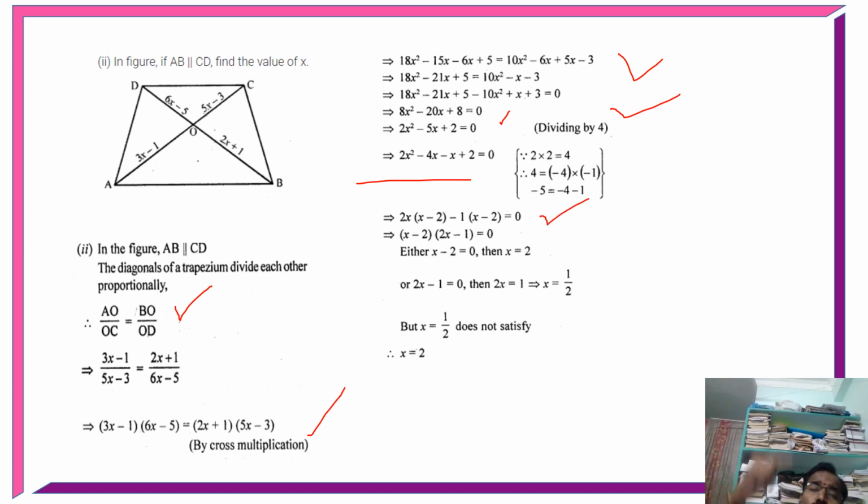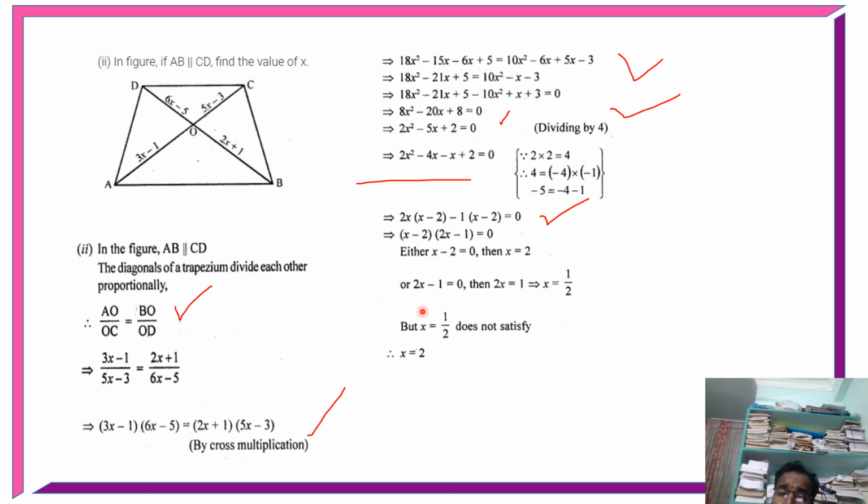It is a similar model to the previous problem. After factorizing, we have x minus 2 of 2x minus 1 equal to 0. Either x minus 2 equals 0 or 2x minus 1 equals 0, so either x is 2 or x is 1 by 2. If you take x equal to 1 by 2, this will become negative. OD length is never negative, so 1 by 2 is not possible.